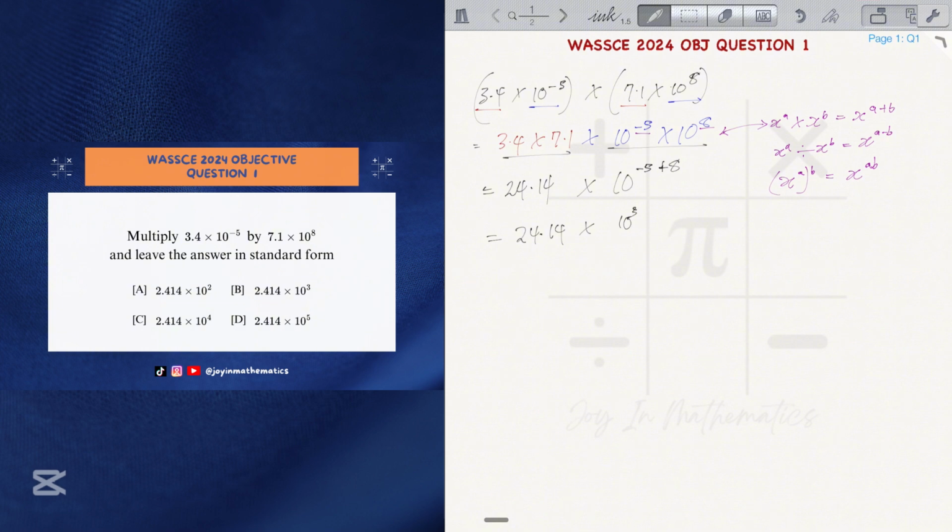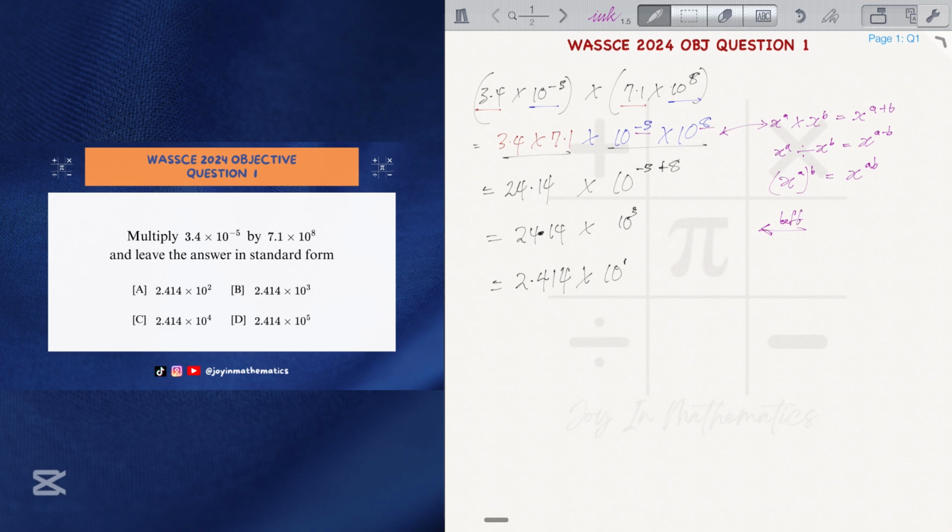Now if you look at the options, we don't have any option of 24.14. All we have is 2.414. So all we have to do now is to convert 24.14 to standard form, and to do that we have to move the decimal place one step backwards. Moving the decimal place one step backwards gives us 2.414, and we will have it multiplied by 10 raised to the power of 1, because we are moving to the left.